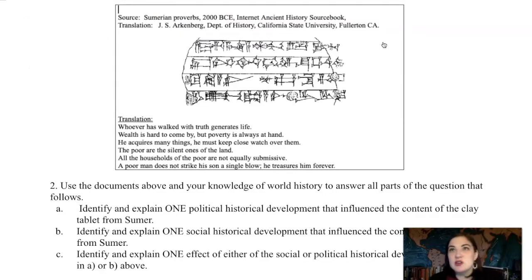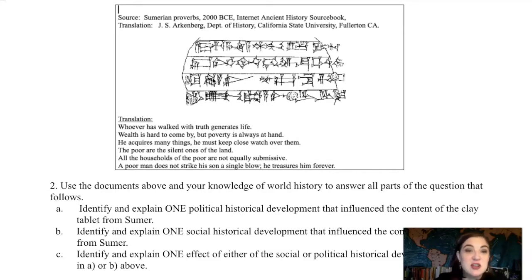The second question is a little bit more involved. So this one involves, what you'll see here is a source, right? So it says the source are Sumerian proverbs from the year 2000 BCE, and they're taken from the Internet History Sourcebook, and they were translated by J.R. Arkenberg, the Department of History at California State University at Fullerton.